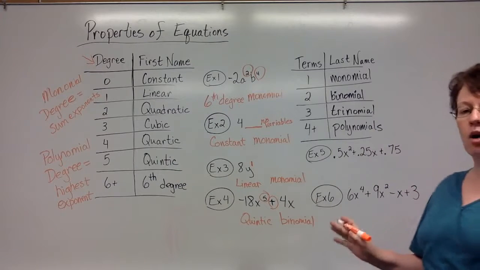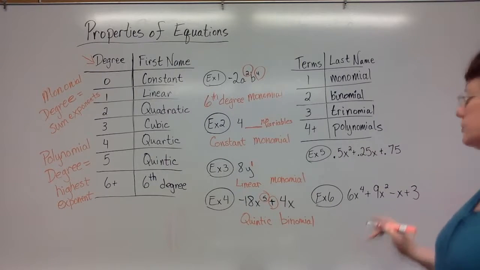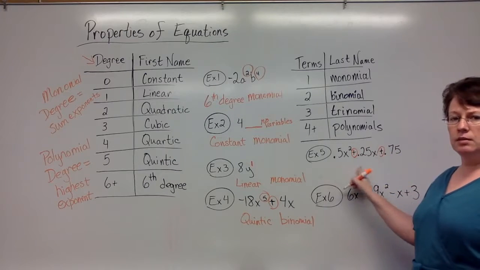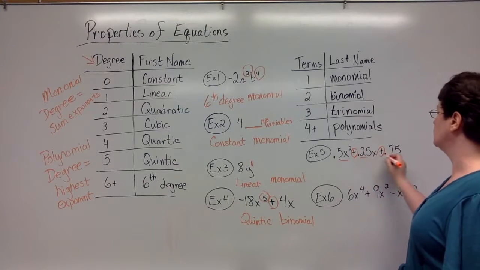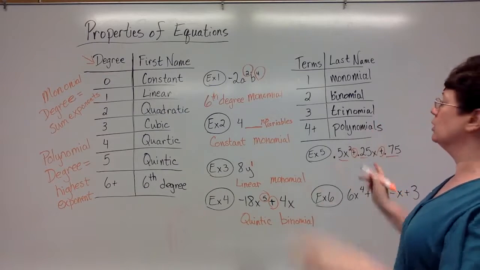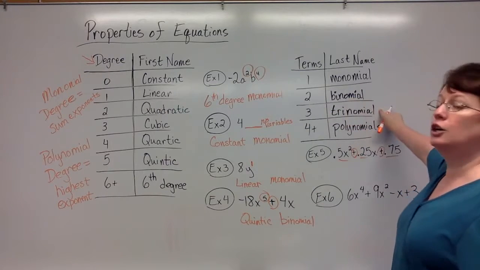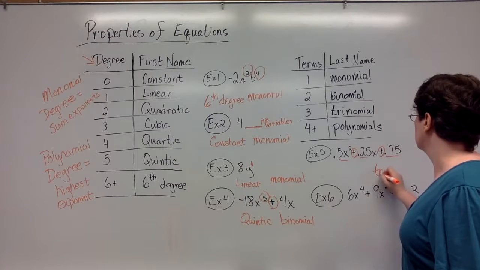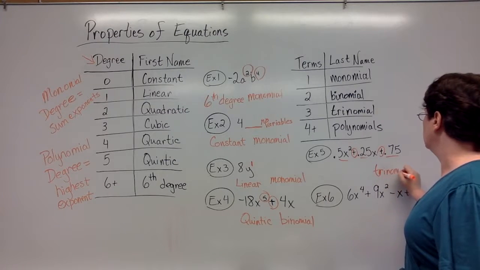Okay, let's look at example 5. Okay, so how many terms do we have here? I see 1 plus sign, 2 plus signs in between. So I have 1, 2, 3 terms. 3 terms is a trinomial. So I know the last name is trinomial.